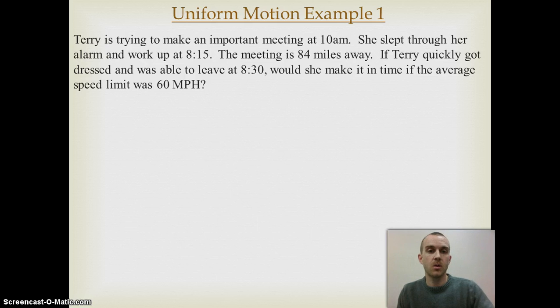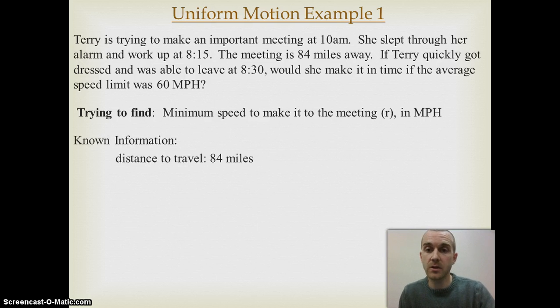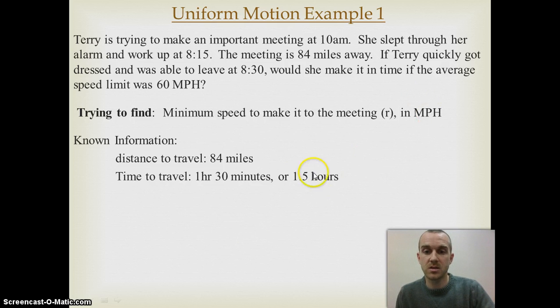So we have to think about what it is that we want to know. And what we want to know is how fast does she have to go to make the meeting by 10 a.m. So we're looking at that minimum speed she would have to travel. Think about what we do know. We know that she has to travel 84 miles. And we know that she's going to leave at 8:30 and show up at 10 a.m., and that's an hour and a half. So we want to write that, since we're going to be dealing with miles per hour, in hours, so 1.5 hours. Now we can use our distance formula.